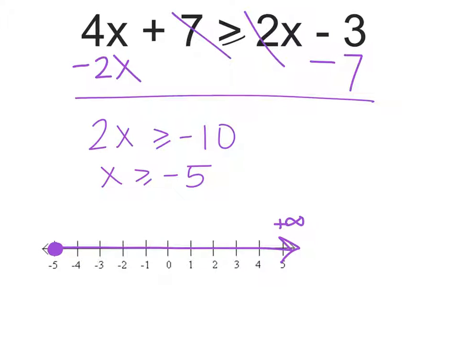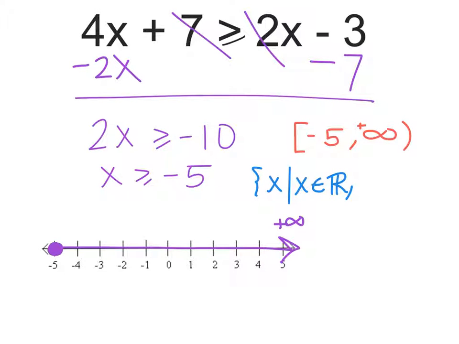Now, if I was going to use interval notation here, I would put a bracket around negative 5 because it includes it, and then it goes to positive infinity, and that's going to put a parenthesis around that. And then if I'm going to use set builder, the thing with the curly brackets, I'm going to define x. X is an element of all real numbers, and x is greater than or equal to negative 5.